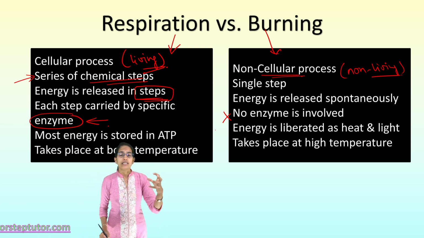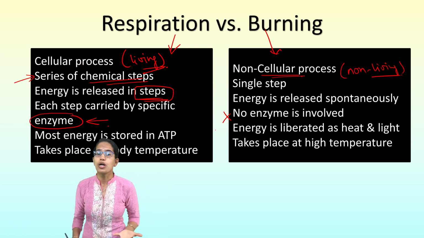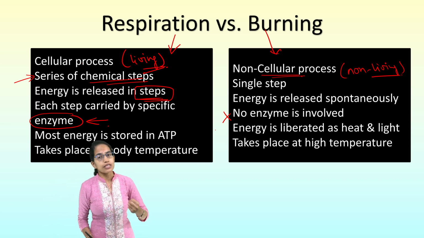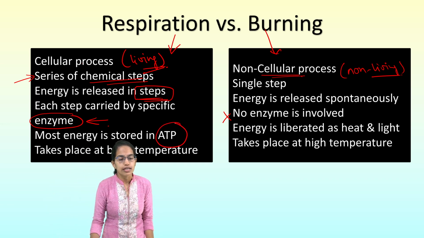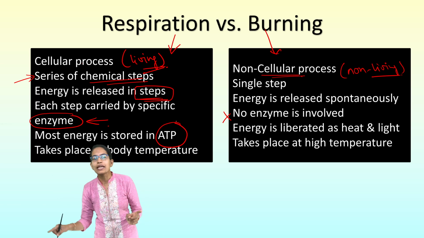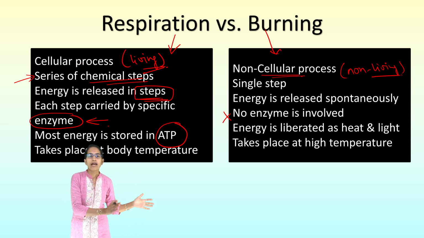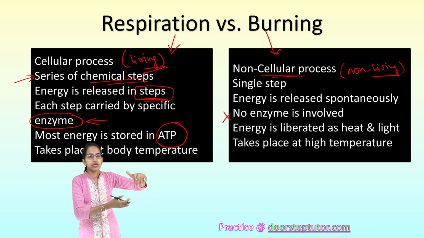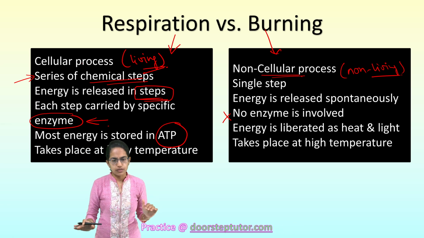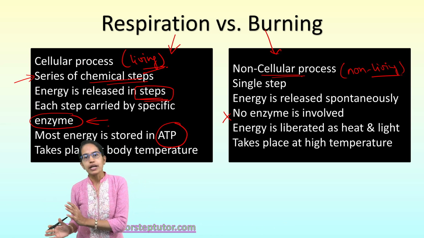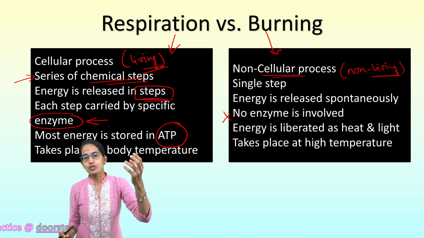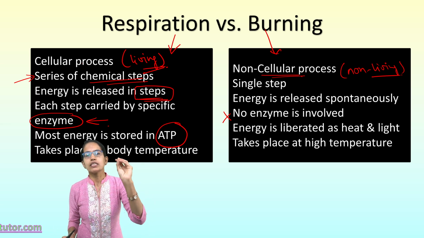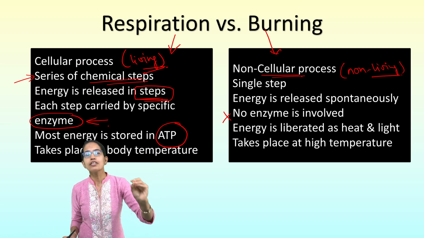Where is the energy released from respiration stored? The energy released from respiration is stored in the ATP. Then we have the ATP-ADP conversion, which is adenosine triphosphate to adenosine diphosphate, and this conversion process takes place. However, in the case of burning, there is direct release of heat and light. So energy is released in the form of either heat or light.